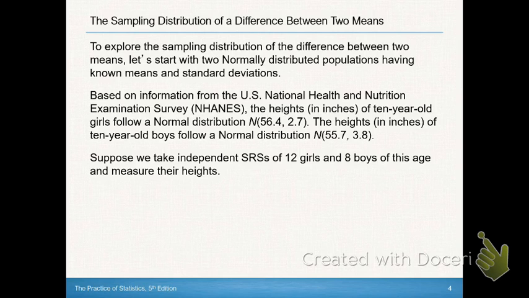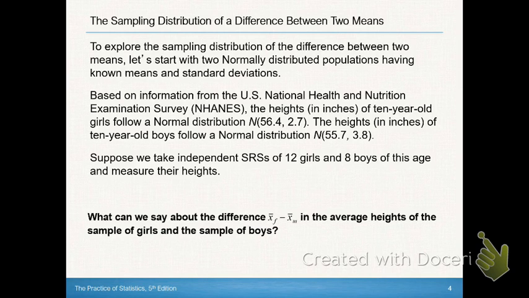So let's say we have a population of 10-year-old girls. We have them being normally distributed with a mean height of 56.4 and a standard deviation of 2.7 inches. For 10-year-old boys, we've got that one being normally distributed with a mean of 55.7 and a standard deviation of 3.8 inches. We're going to take a sample of 12 girls and 8 boys, simple random samples, and we want to know what that sampling distribution of the differences is going to look like.